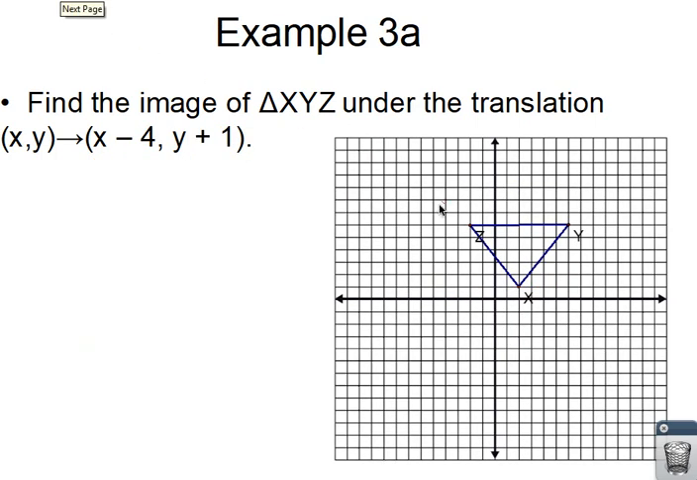Alright, same triangle. This time it's x minus 4, y plus 1. This is left 4, up 1. So we go 1, 2, 3, 4, up 1. That's Z prime. 1, 2, 3, 4, up 1. And then 1, 2, 3, 4, up 1 for X prime.